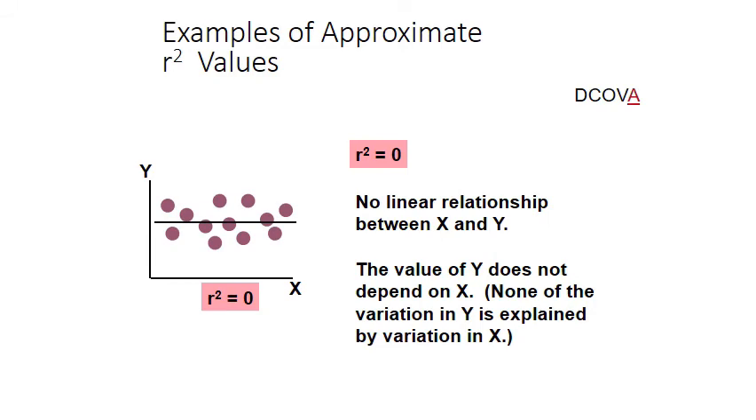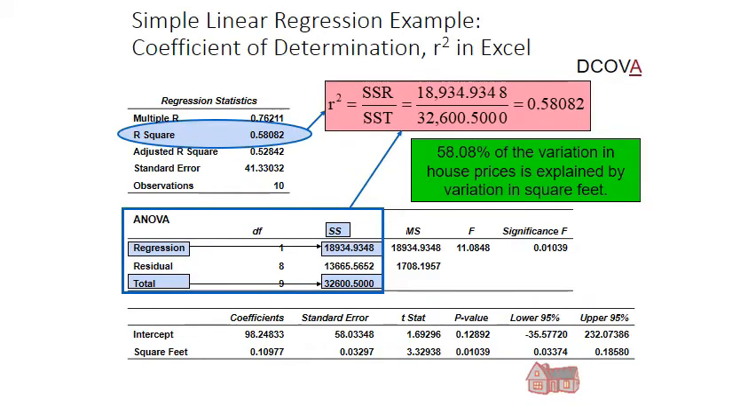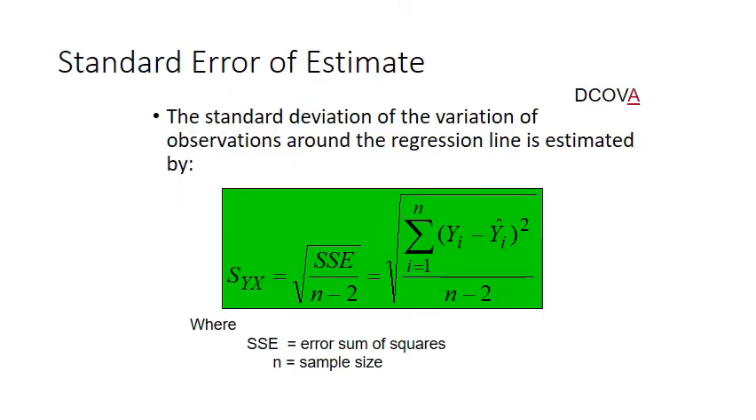If R square is 0, we say there is no linear relationship between x and y, same as correlation. You can calculate R square by using this formula, where you know SSR and SST from the first slide, and you can get R square. I will solve another simple example in an attached solved example with this lecture, and it will be easy for you to understand. And next is standard error of estimate.